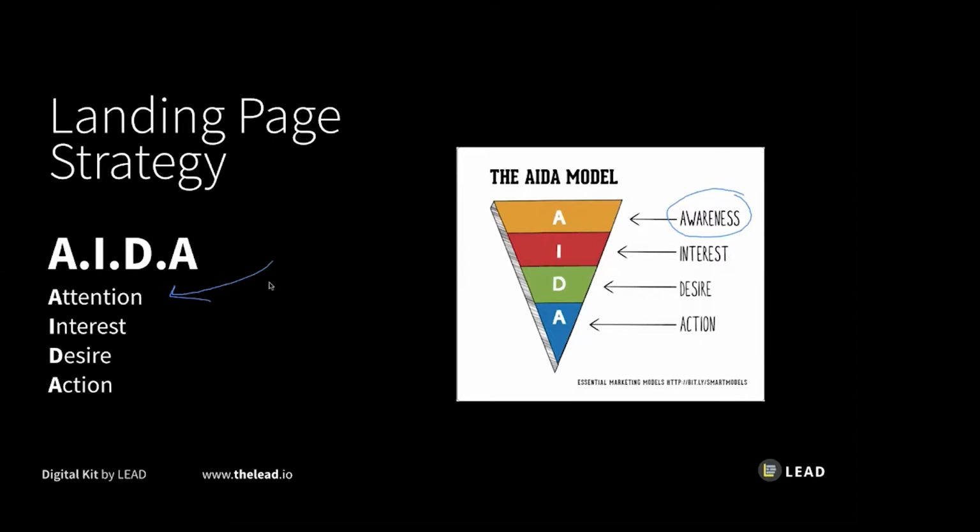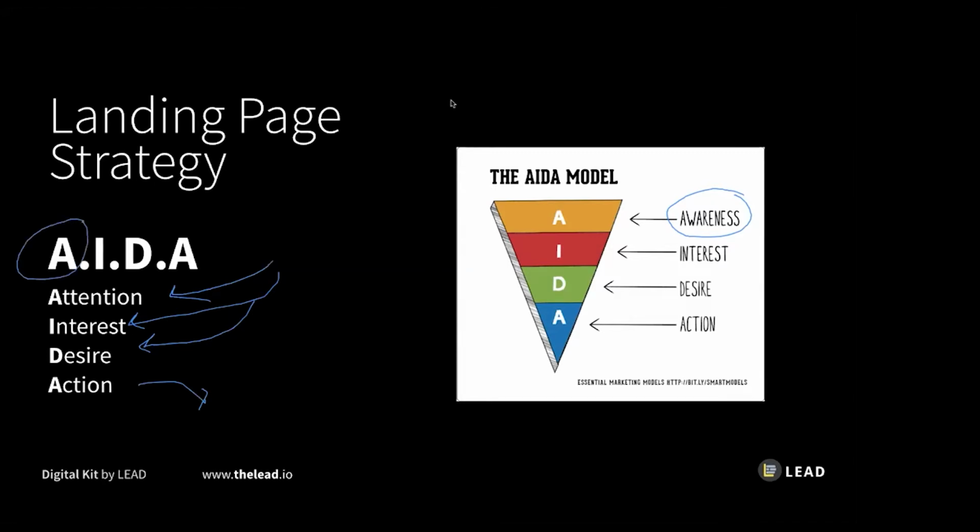Then once you get the attention, you build up interest. Once you build up interest, you build up a desire. And lastly, you say, hey, click on this button, click on that button to sign up, click on this button to pay right now. So basically, you have 4 stages to an effective landing page that converts very well. The most important part of this puzzle is the A portion, attention.